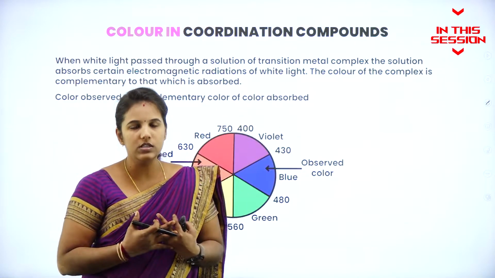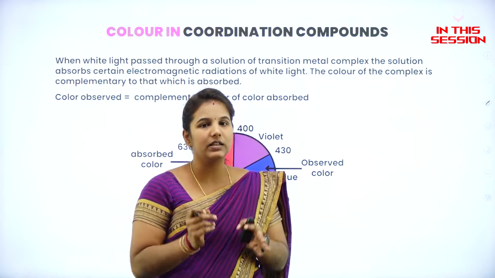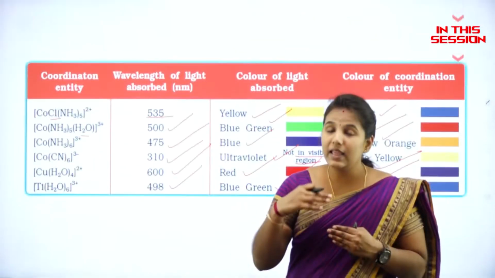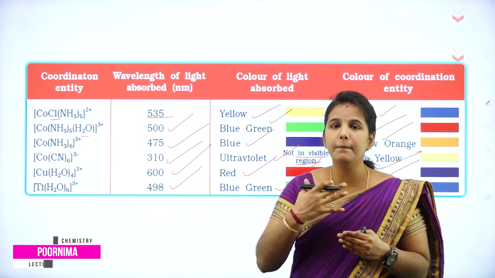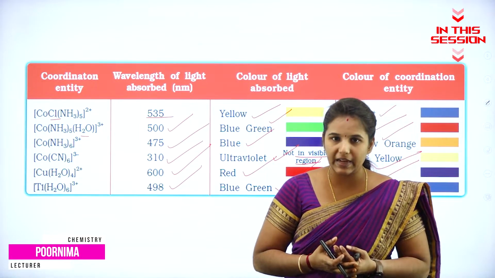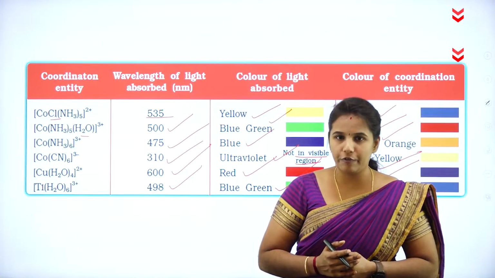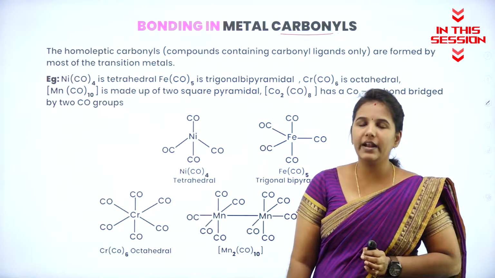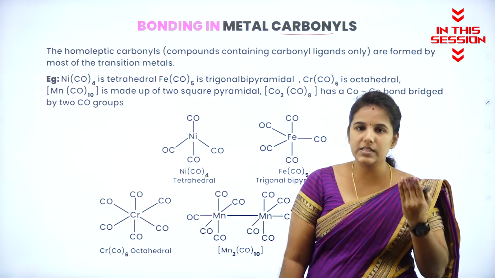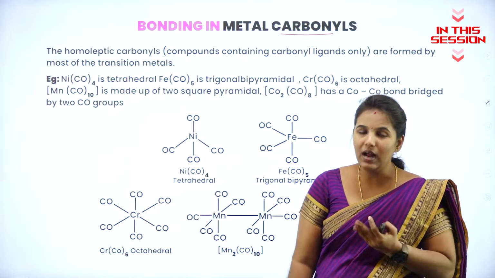Unpaired electrons will be responsible for the magnetic properties in the coordination compound. Ligands play a very important role when bonded with the central metal atom. If the ligands are different, the colors also get different. So what does metal carbonyl indicate? The metal gets bonded with the carbonyls, and carbonyls are nothing but ligands.